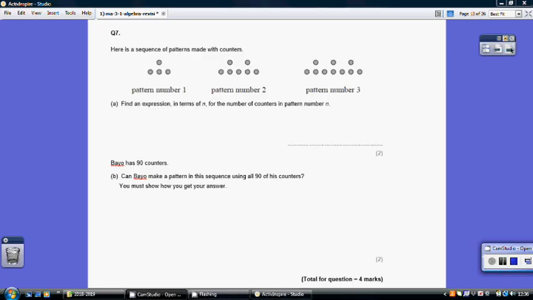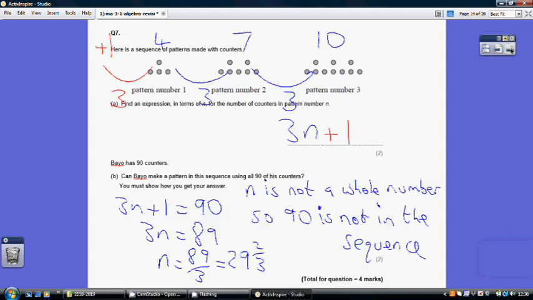Question number 7. So find an nth term expression for the number of counters in pattern number n. So pattern number 1's got 4 counters, pattern number 2's got 7, pattern number 3's got 10. So we can see we're going up in 3s. So 3n, and our 0th term would be +1 because that's 3 back from 4. So 3n plus 1 is our nth term expression.